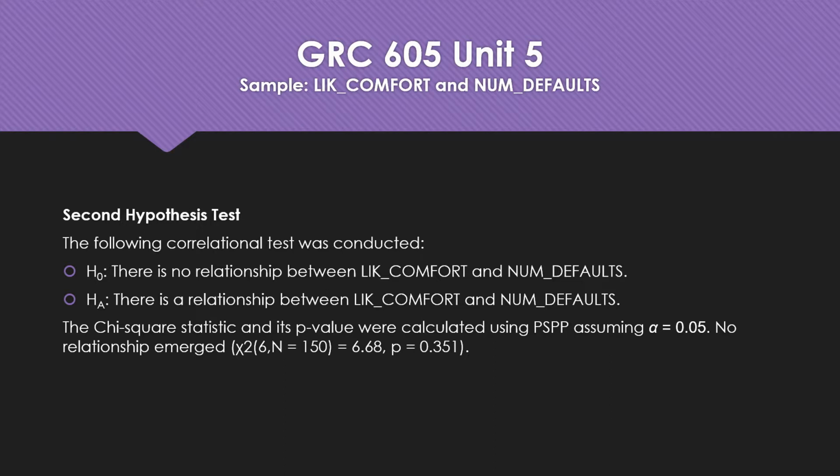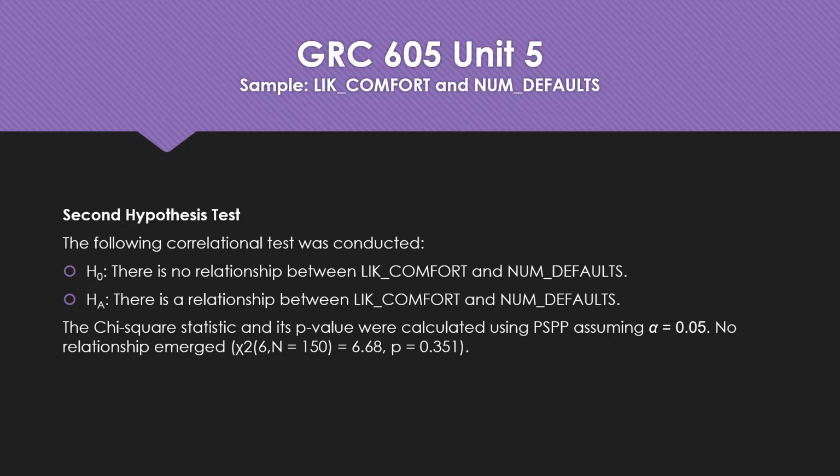For our second hypothesis test, the following correlational test was conducted. Null hypothesis, there is no relationship between lick comfort and num defaults. The alternative hypothesis, there is a relationship between lick comfort and num defaults. The chi-square statistics and its p-value were calculated using PSPP assuming A equals 0.05, and returned that no relationship emerged.